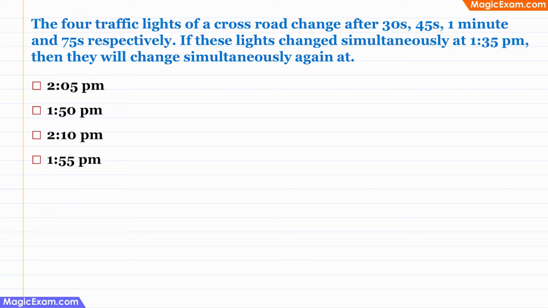4 traffic lights of a crossroad change after 30 seconds, 45 seconds, 1 minute and 75 seconds respectively. If these lights changed simultaneously at 1:35 p.m., then they will change simultaneously, that is, they will change together again at what time? So the simplest way to solve this problem is to take the LCM of these 4 numbers: 30 seconds, 45 seconds, 1 minute, which is 60 seconds, and 75 seconds.